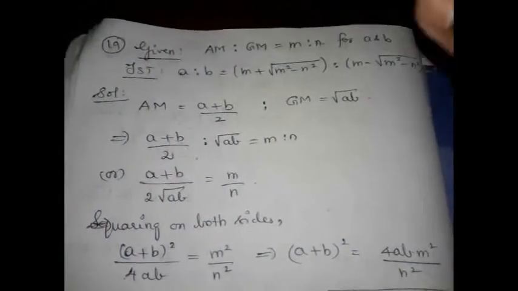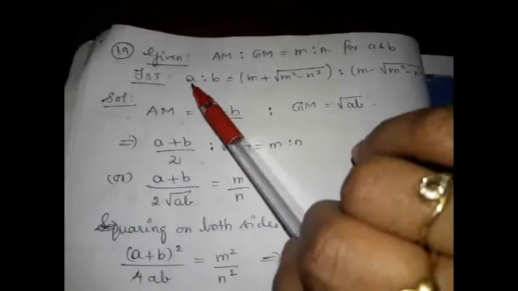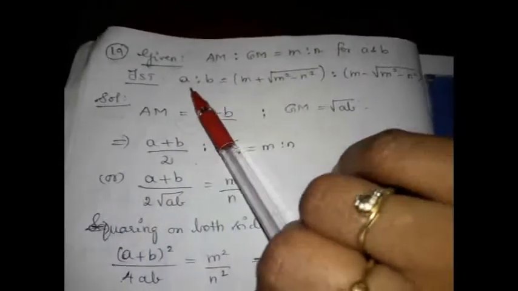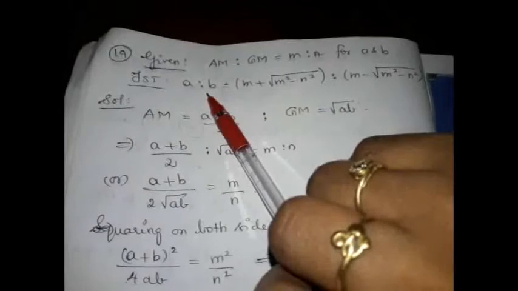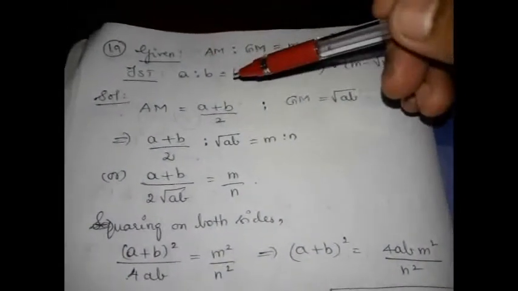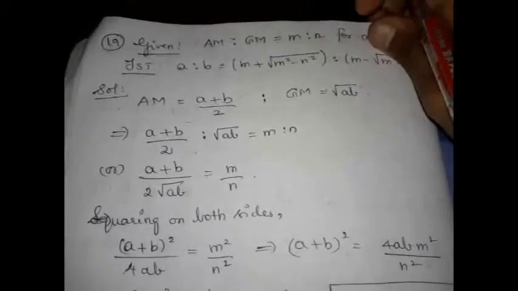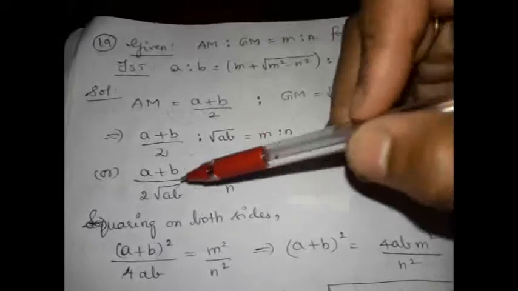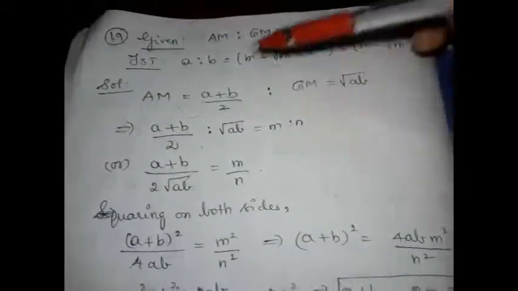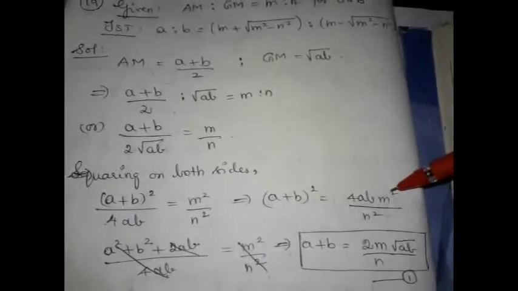Now we need to show that the ratio between A and B is this. So in order to prove that, we need to know the value of A and B. So our aim here is to find the value of A and B. How are we going to find? A problem of this kind we have also done in the exercise. So first square on both sides, so we will get (A plus B) the whole square. If you take square root on both sides, we will come to know what is A plus B.